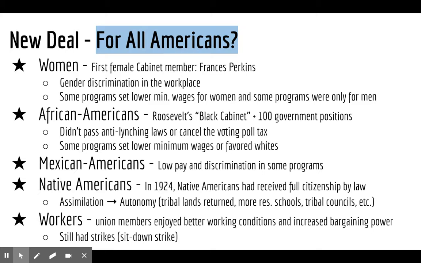So tribal lands were actually returned to tribes. More reservation schools started popping up. Before, they had to send their kids to American boarding schools somewhere else, but now they can be taught on the reservation. And they could be led by their own tribal councils. If they're on their reservation, they don't have to follow all these other American cultural rules. They can have their own tribal councils on their own reservation. Again, giving more power to the Native American tribes.